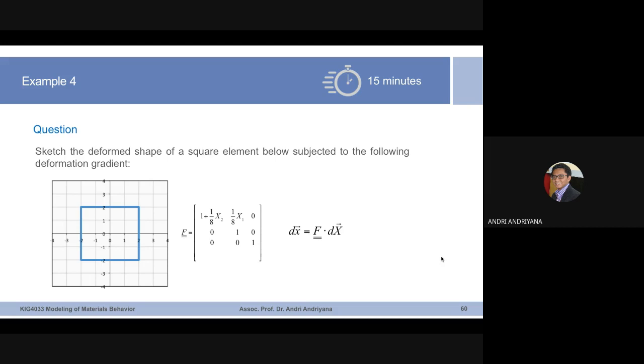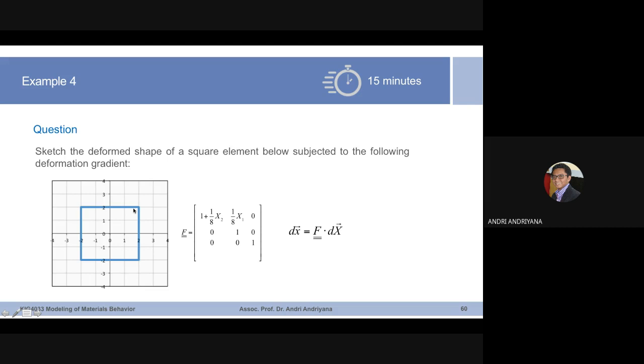So next, I will give you another example on how we use the deformation gradient tensor to predict the deformed shape of materials after deformations. Here, let's say that I have this square element. It is a 2D element. To make it easier for us to imagine, the square has a size of 4 by 4, and then it is deformed by the deformation gradient given here.